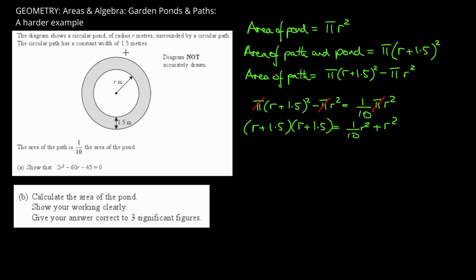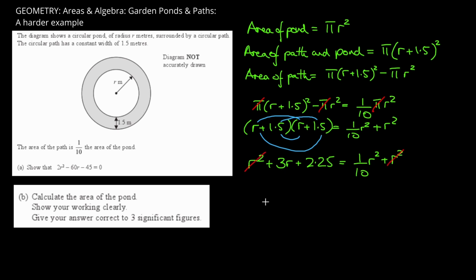So multiplying this bracket out, we get r squared, 1.5r plus another 1.5r is positive 3r, and 1.5 times 1.5 is equal to plus 2.25. And this is equal to 1 over 10 r squared plus r squared. Okay, I can lose an r squared from both sides of the equation, and I'm going to multiply through by 10. So I get 30r plus 22.5 is equal to r squared.